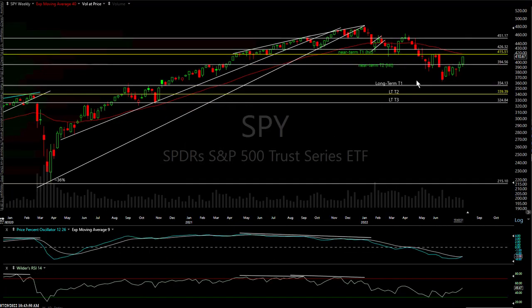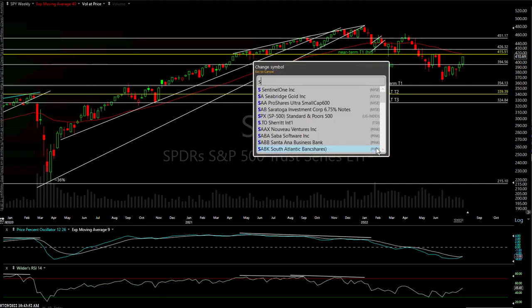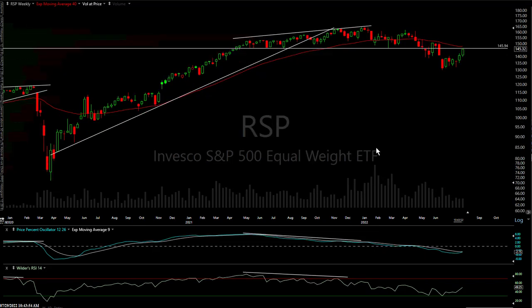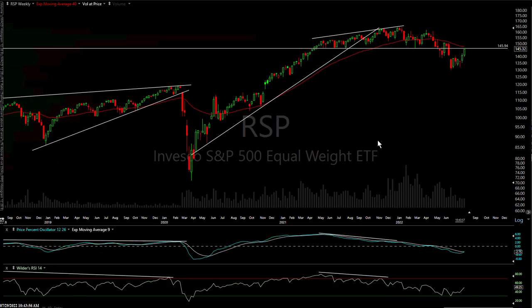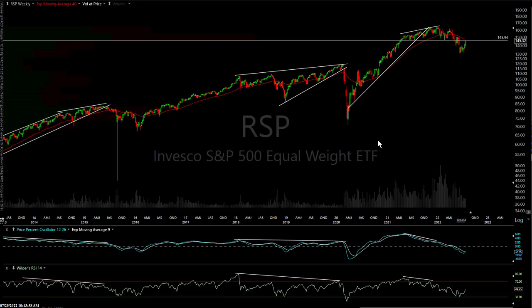Same thing coming up on the 200-day, but let's look at the equal weighted. RSP is the equal weighted S&P 500 ETF. So here's a weekly chart. Again, all the writing was on the wall. We had a negative divergence back here.